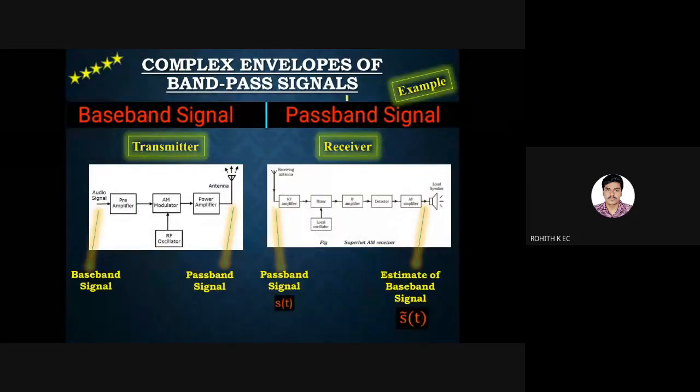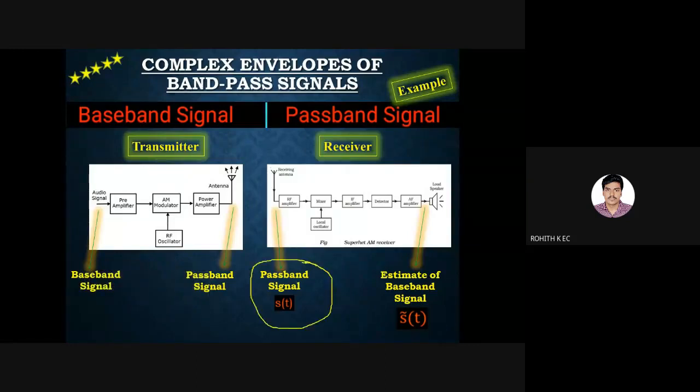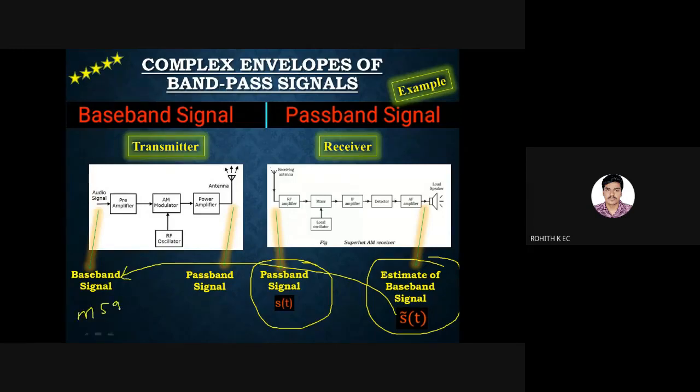Thus, correlating back to the example that we had considered earlier, this is the diagram that we had considered earlier. So you can see here, this is the passband signal S of T, and this is the estimate of baseband signal S tilde of T. This S tilde of T is nothing but the baseband signal, which is also referred to as your message signal, right? And when I say message signal, it is a low frequency signal, right?